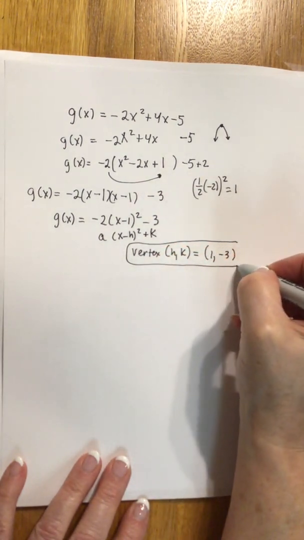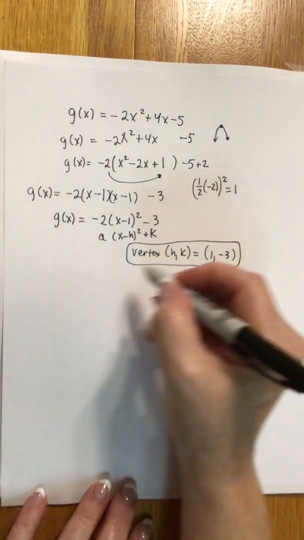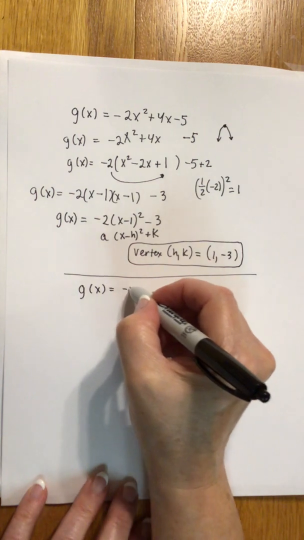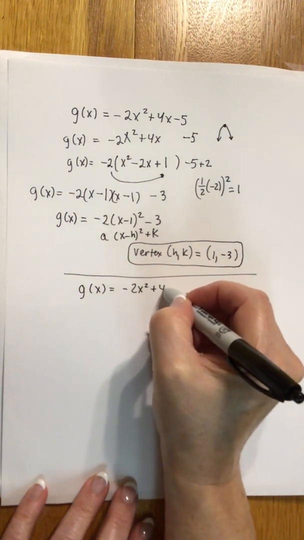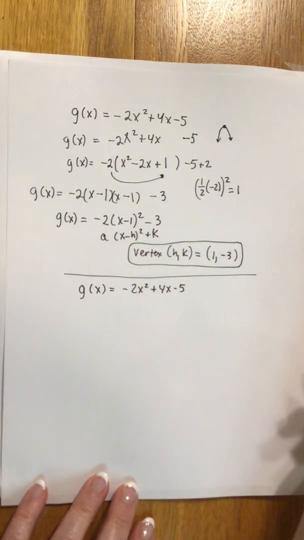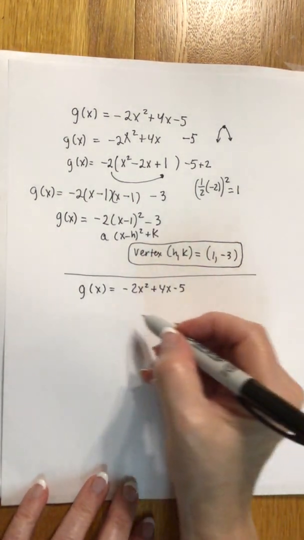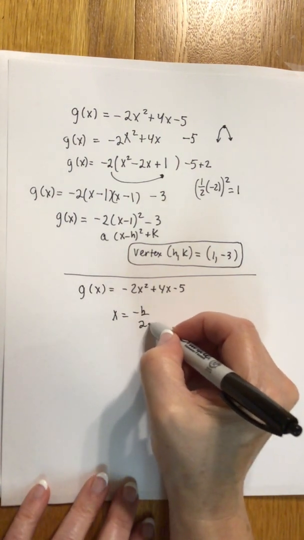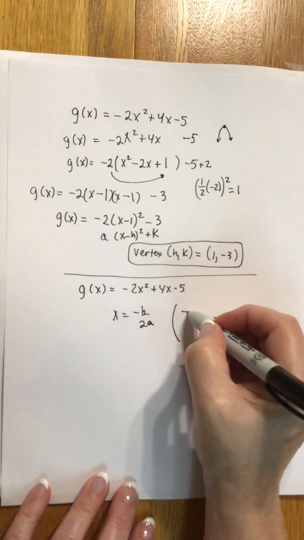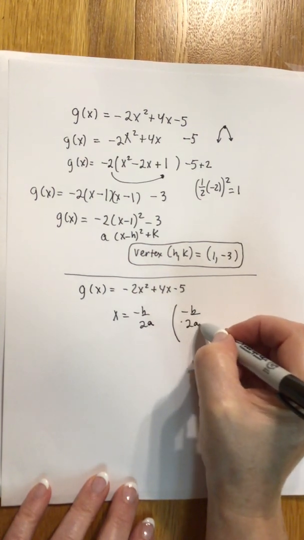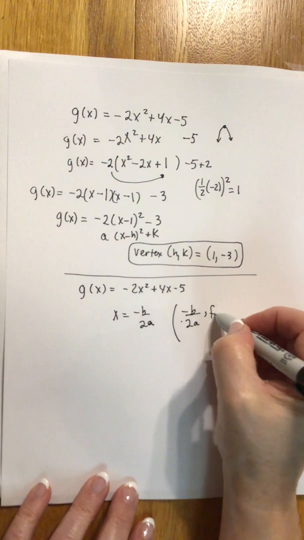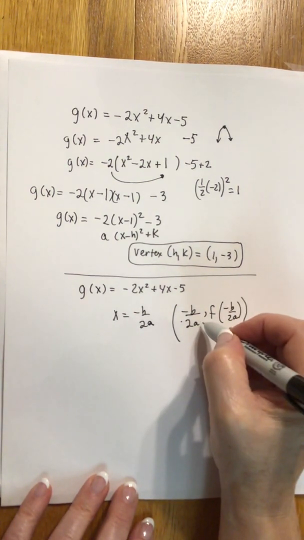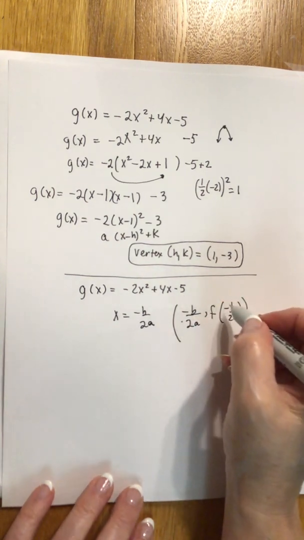All right, so that was the first method, completing the square method. So now we're going to try it by the second method. We're still using the same formula. g of x equals negative 2x squared plus 4x minus 5. So if you look back on your page, the formula, we said x equals negative b over 2a. So the vertex is going to be negative b over 2a, comma, f of negative b over 2a. So whatever we find for the x value, we're going to plug that back in to find the y value.